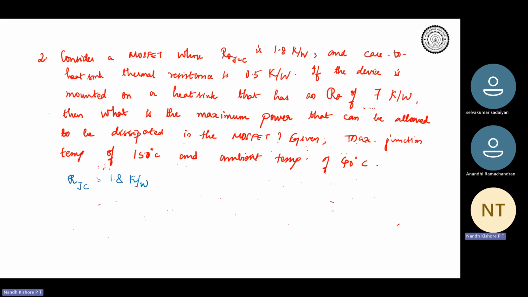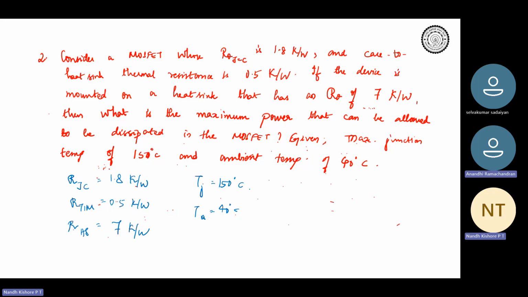So delta T is equal to P into R. R TIM is 0.5 Kelvin per watt. Our heat sink is 7 Kelvin per watt. And they have told that Tj is 150 degrees, Ta is 40 degrees. This is in Kelvin per watt. Kelvin per watt and degree per watt, both of them are the same.